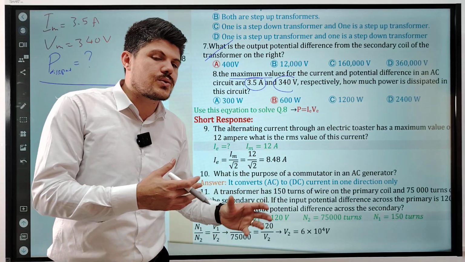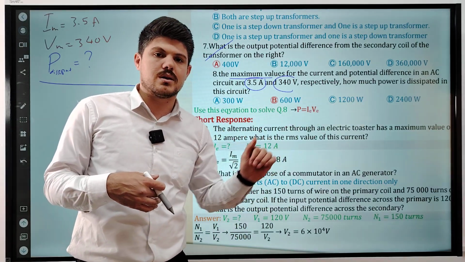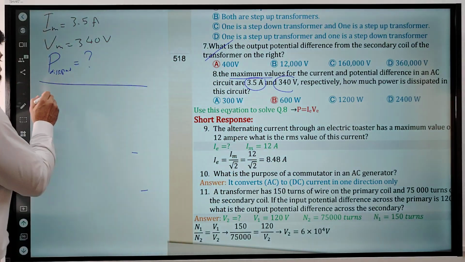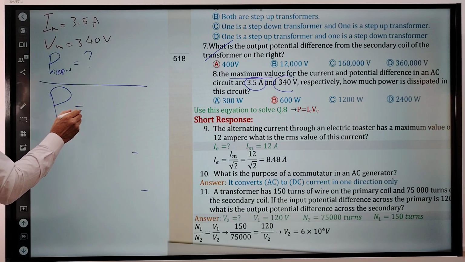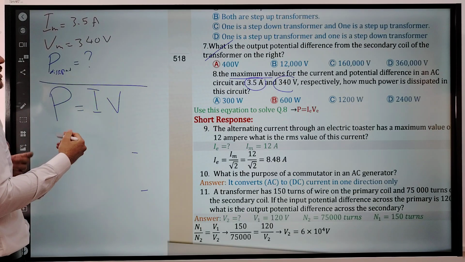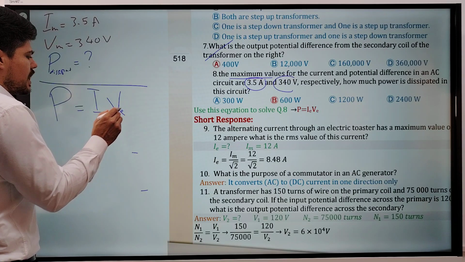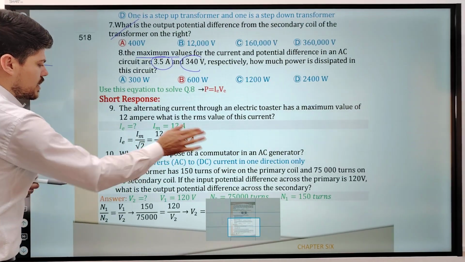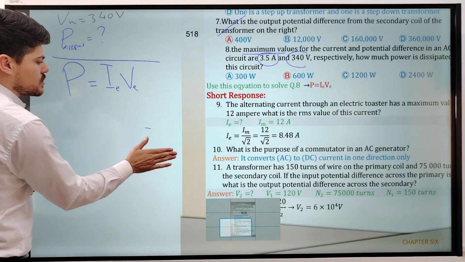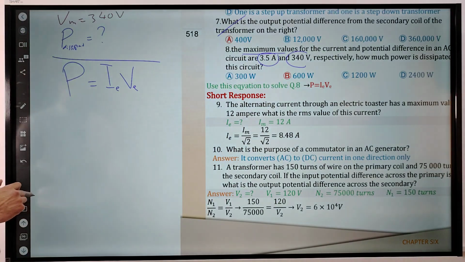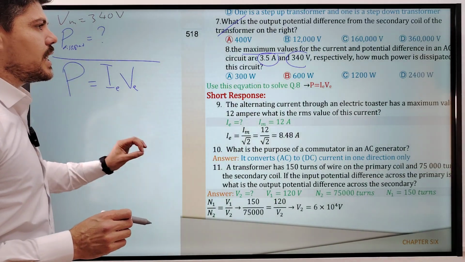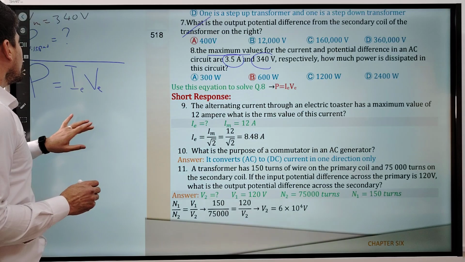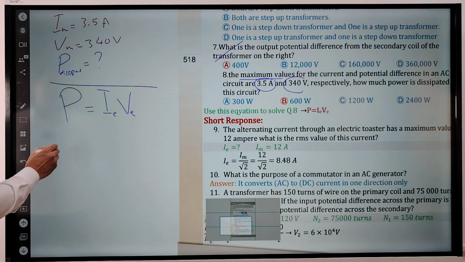This is completely different from the power dissipation through the wire. This is the power dissipation in the circuit. So that is why we have to use this relation: power dissipation in the circuit is equal to IV. But which value can be used? The effective value. To find the power dissipated in the circuit, it's not allowed to use the maximum value of current and potential difference. You have to use the effective values.